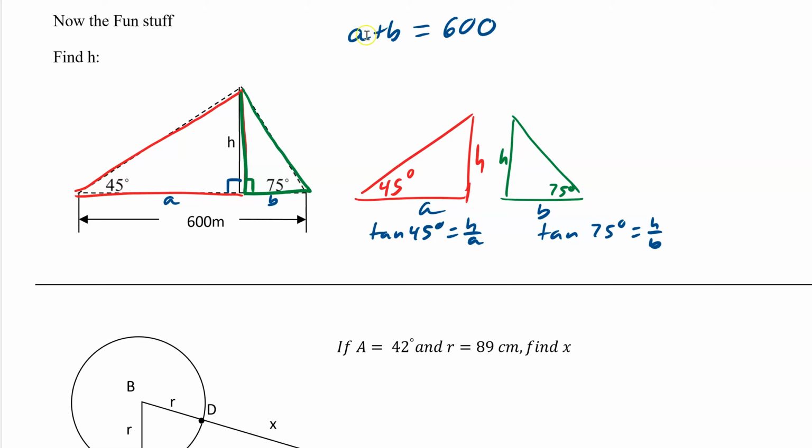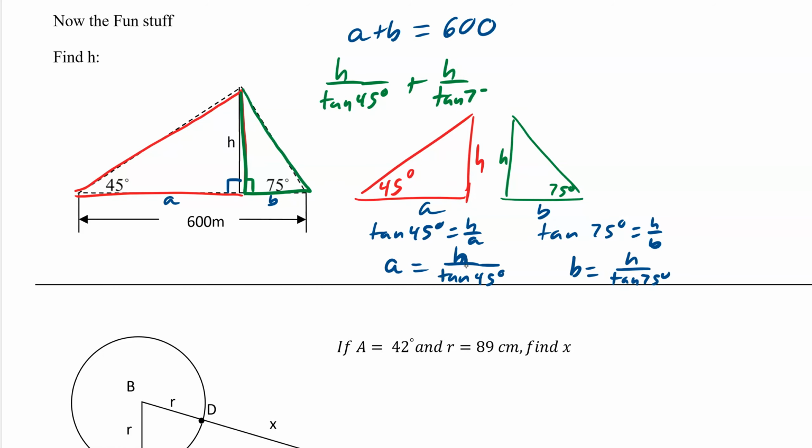So now we can take our a plus b equals 600 and these two ratios, and if we solve this for a, a is equal to h over tangent 45 degrees. And b is equal to h over tangent of 75 degrees. It allows us to take those two and substitute them. So h over tangent of 45 degrees plus h over tangent of 75 degrees equals 600. And we get a nice equation now with just h, and that's what we're looking for.